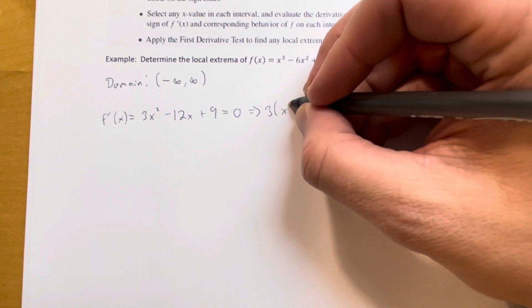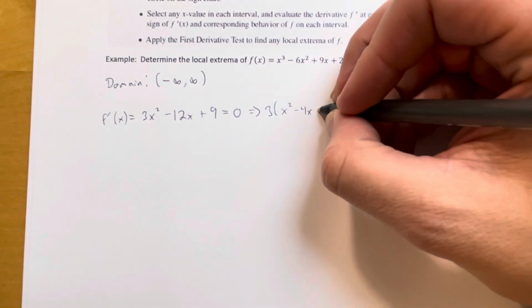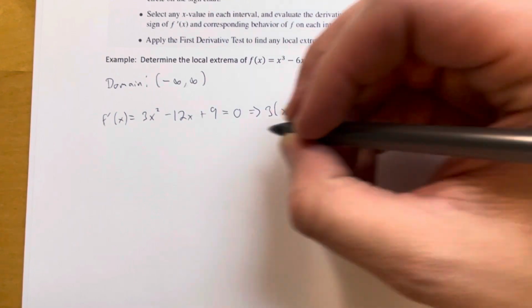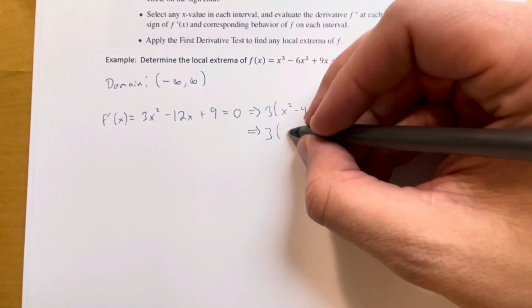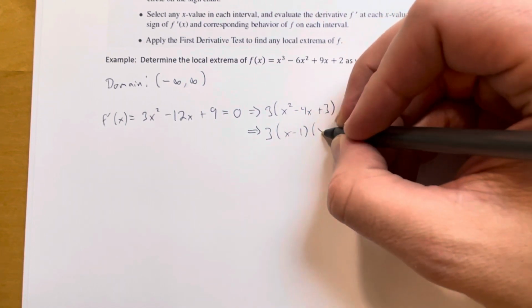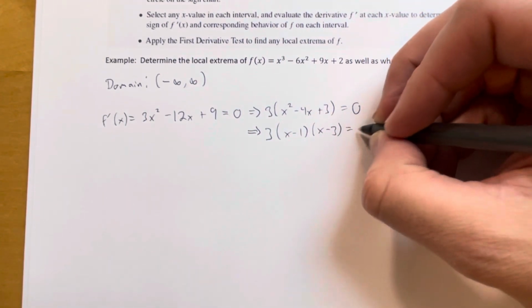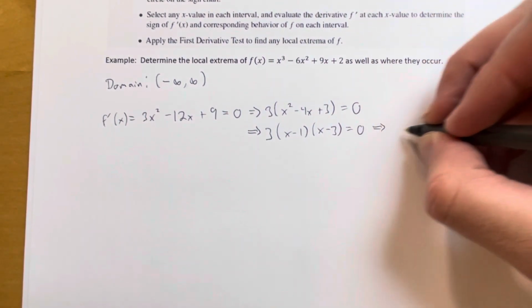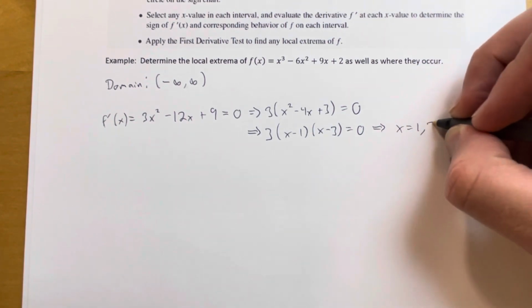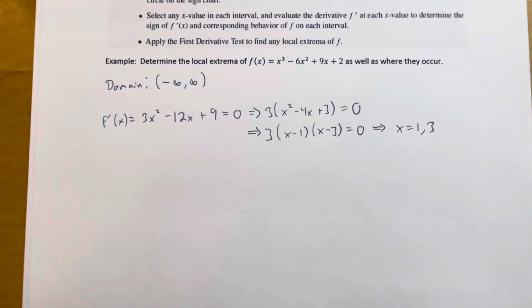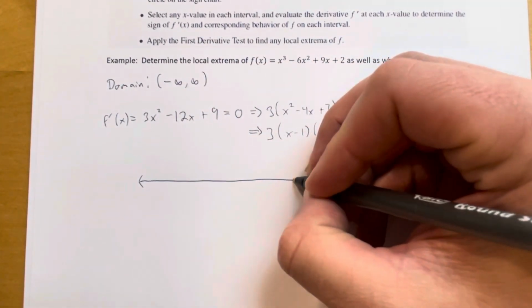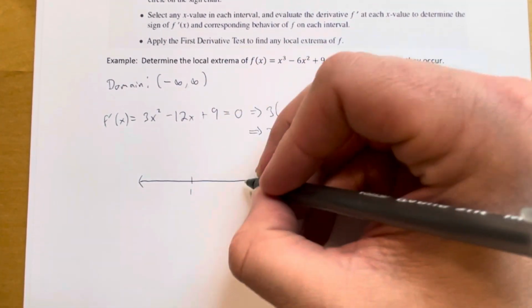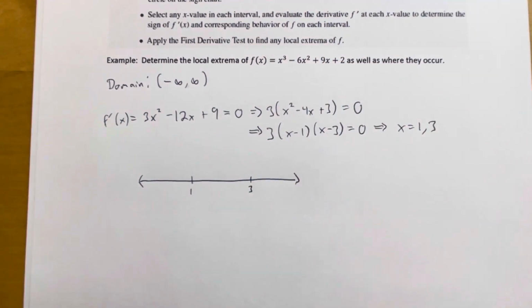3 times x squared minus 4x plus 3 equals 0, which is the same as 3 times x minus 1, x minus 3. That's how that quadratic would factor. And this implies that x is either equal to 1 or 3. Those are the only values I get out of solving this equation. I use those to partition up my number line. So 1, 3. And we pick some test values, just like we did before.